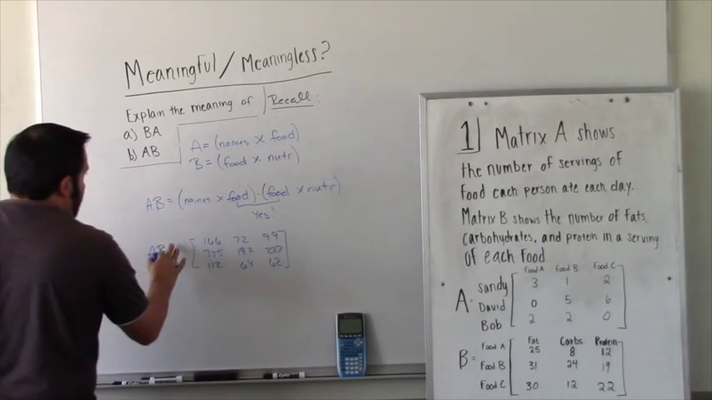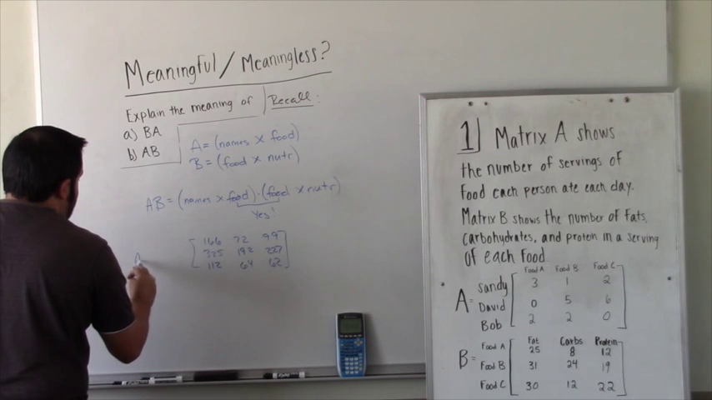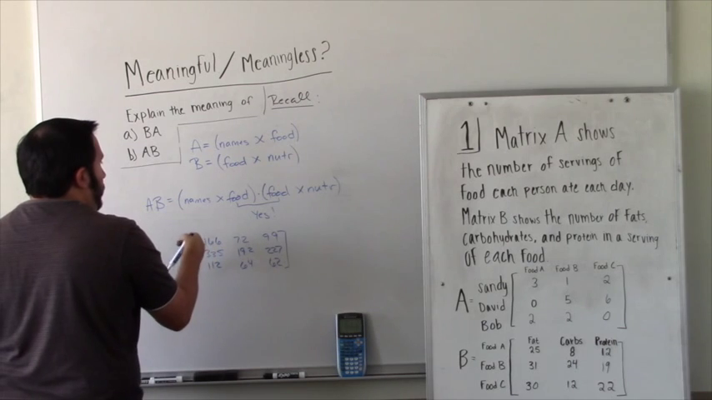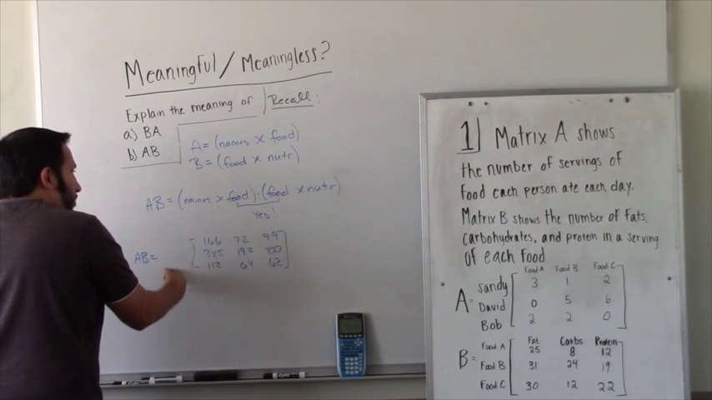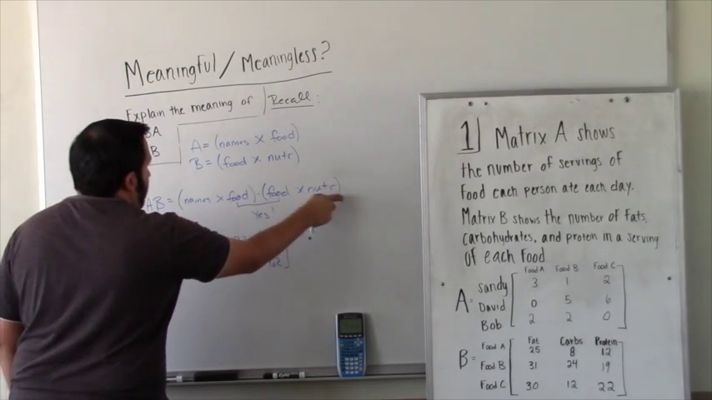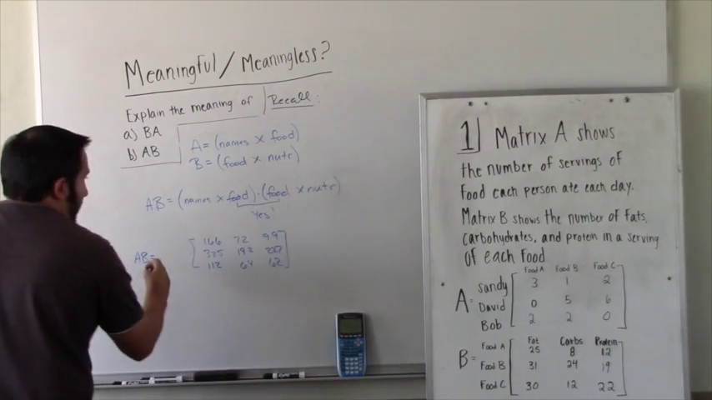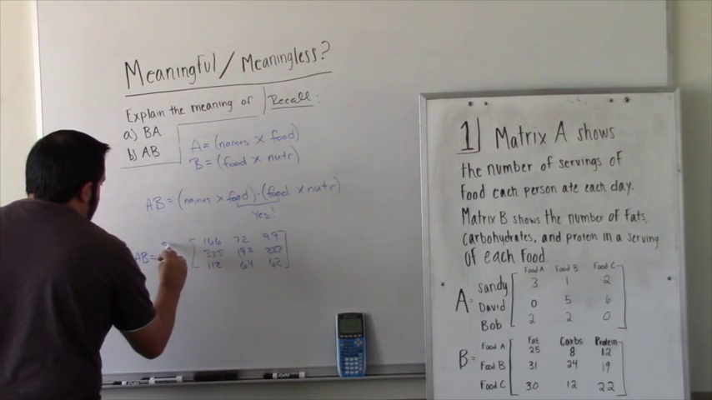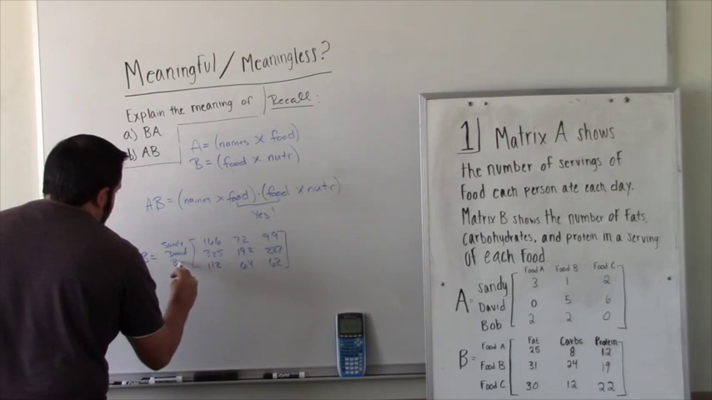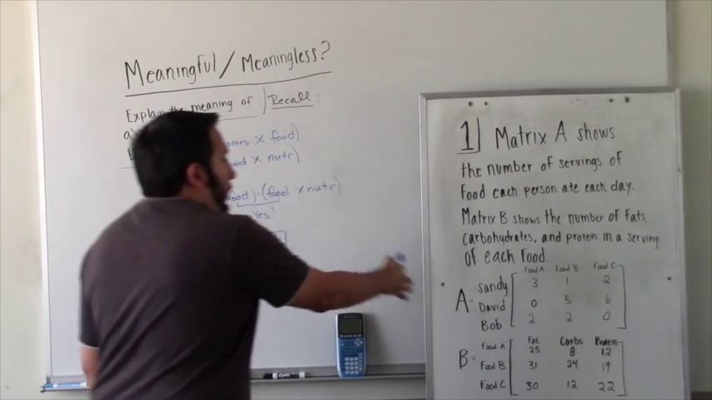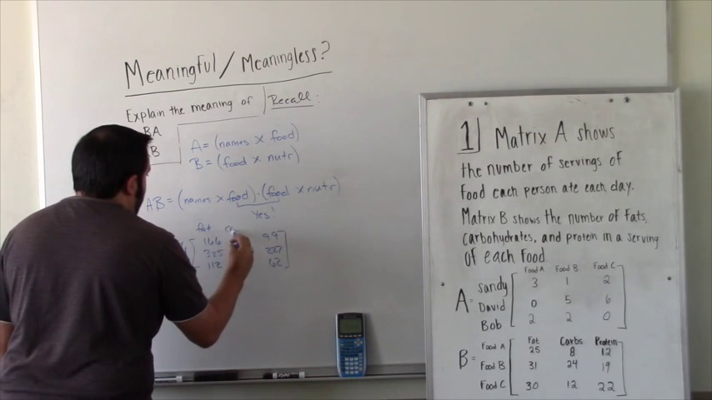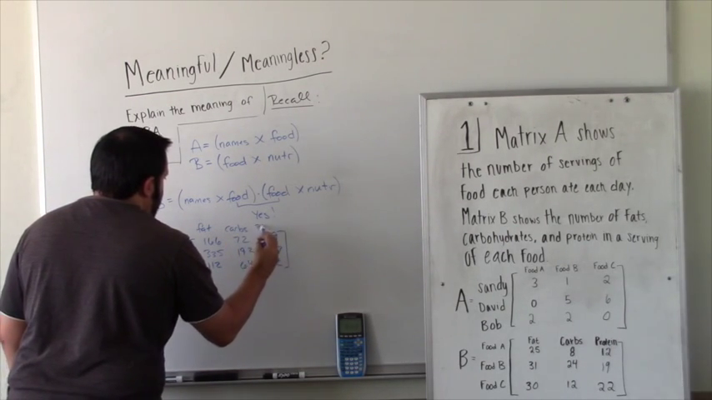And what this matrix gives me is, remember what we did last time, whenever we first started multiplication, it said yes, we're able to do it. And so I'm going to put my names along the left. The outputted matrix is going to be names by nutrients. So I'm going to have Sandy, David, and Bob on the left, and across the top, I'm putting my nutrients: fat, carbs, and protein.